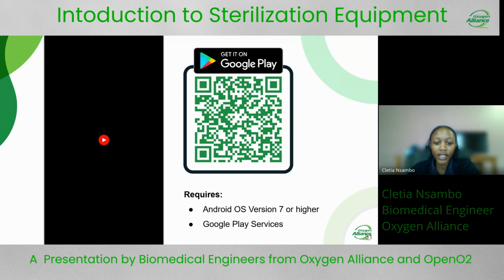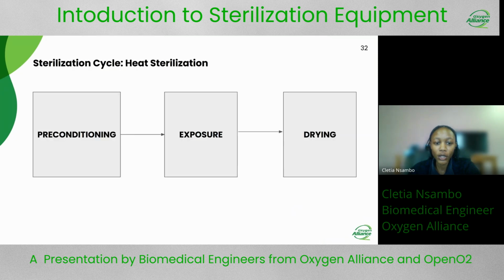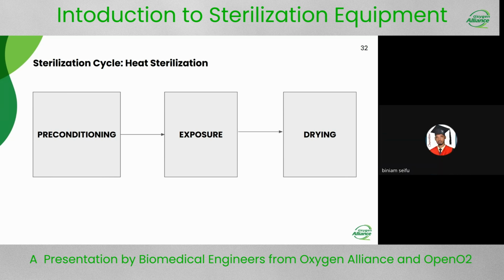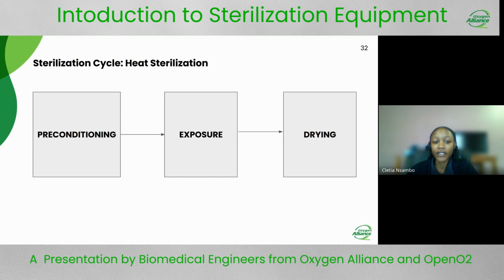So for this second part of the presentation, we'll go a little deeper into the sterilization processes. We'll look at the sterilization cycle. We'll start with heat sterilization. The whole cycle is completed in 3 phases. The first one is preconditioning. After preconditioning, we go to the exposure phase, and then we go to the drying phase.